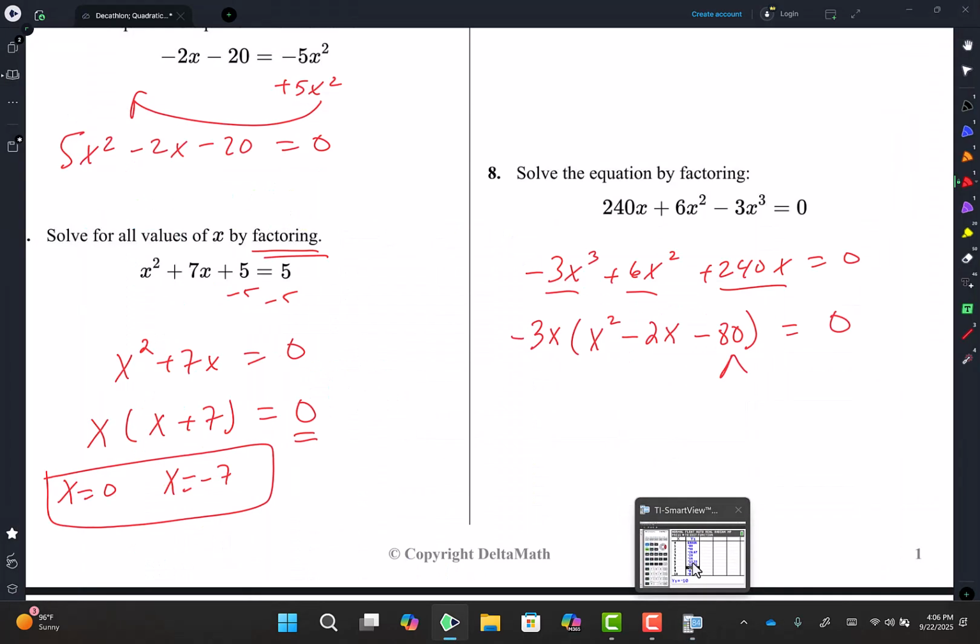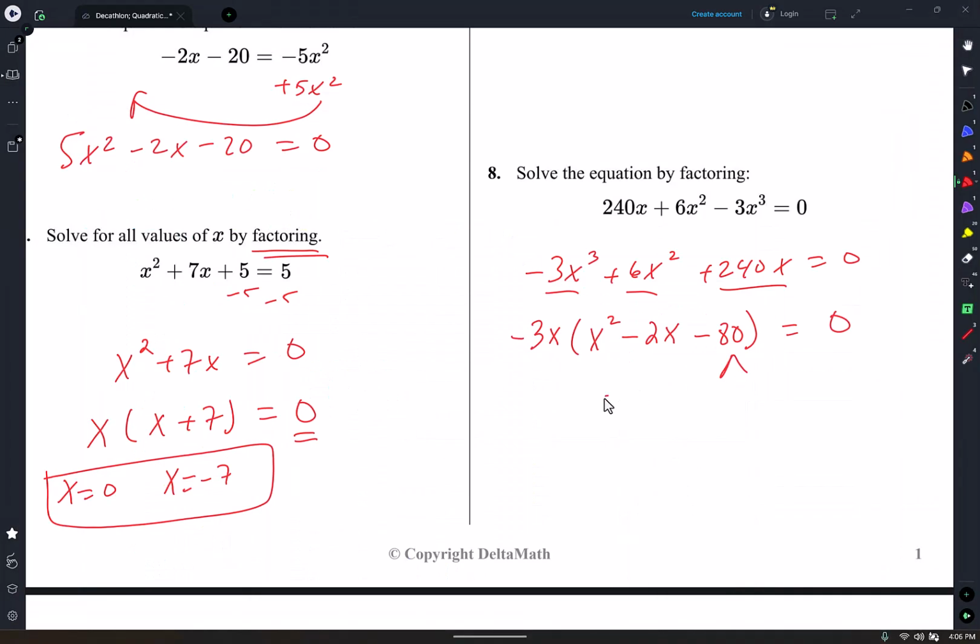Negative 10 and 8. So here's what we're going to do. Negative 3x, parenthesis, x minus 10, x plus 8. See? Cool or not cool? All right. You guys are smart enough to figure that out on your own, but there it is, some help there.